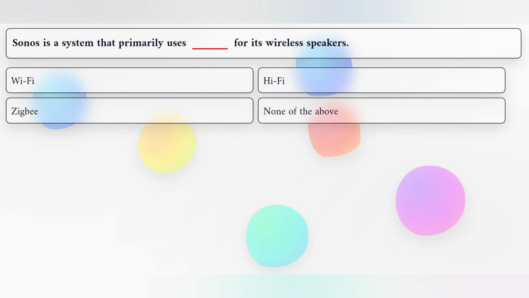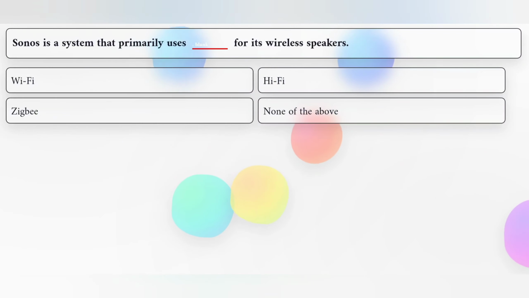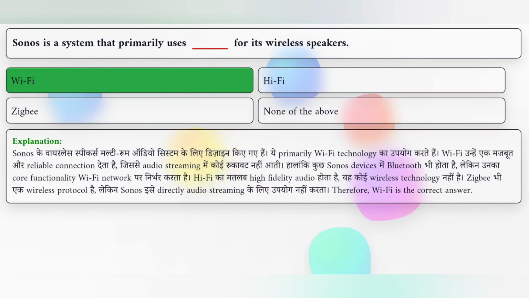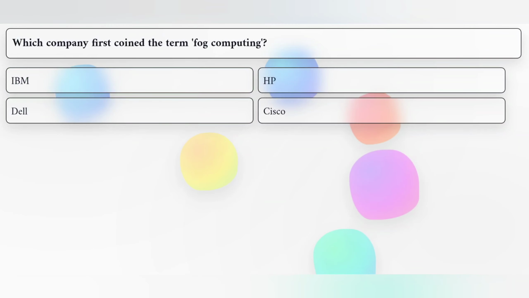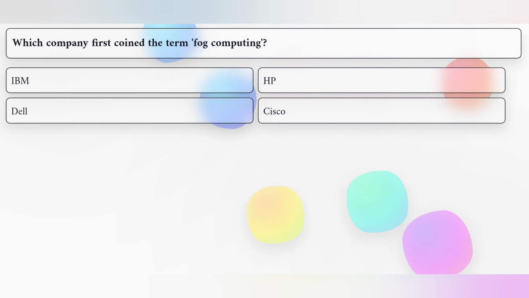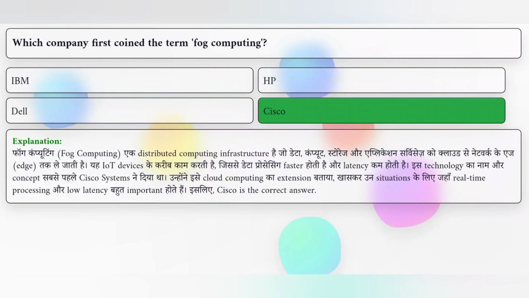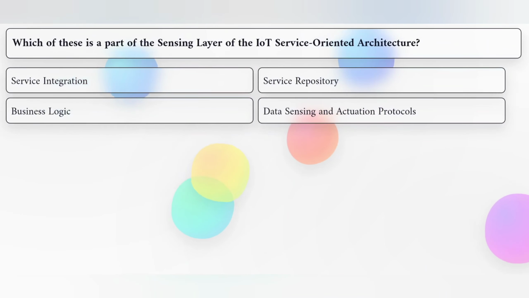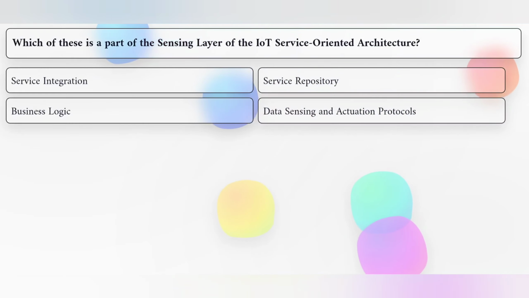Sonos is a system that primarily uses blank for its wireless speakers. Wi-Fi, Hi-Fi, Zigbee, none of the above. Which company first coined the term fog computing? IBM, HP, Dell, Cisco. Which of these is a part of the sensing layer of the IoT service-oriented architecture? Service integration, service repository, business logic, data sensing and actuation protocols.